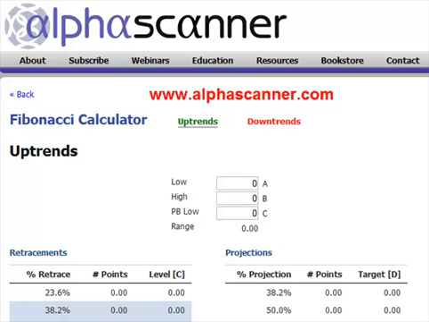Today what we're going to do is take a look at one of the free resources. What we're going to look at today is the Fibonacci calculator. And right now we're going to create an example and show you how it works using an uptrend. So if you're not familiar with Fibonacci, it might sound intimidating, a mystical market force, but really I think it has more to do with crowd behavior.